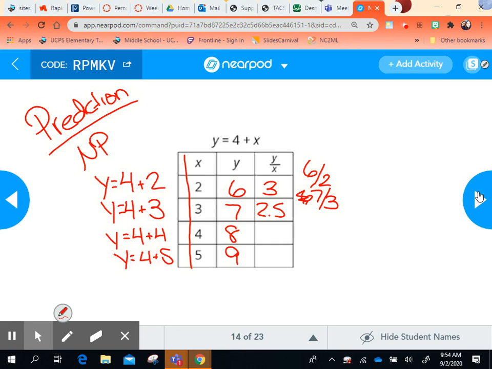2.5. So just by looking right there, is our prediction correct? It is correct. It is a non-proportional table. So if I were to keep going, I'd have 8 divided by 4 gives me 2, and then the numbers are just kind of decreasing.